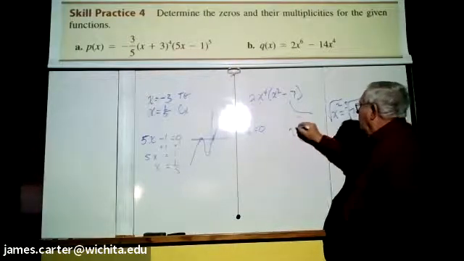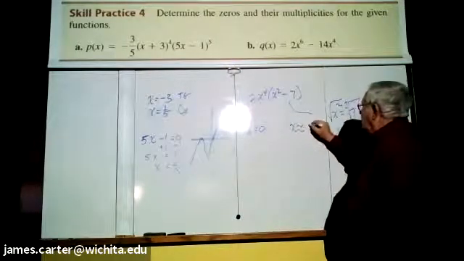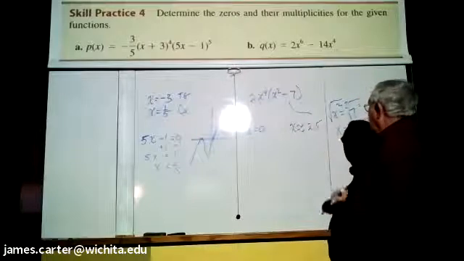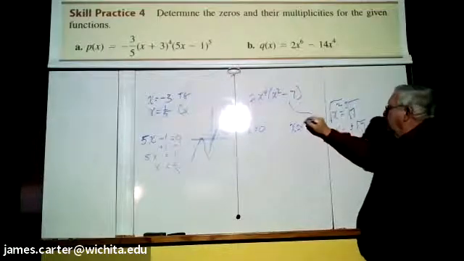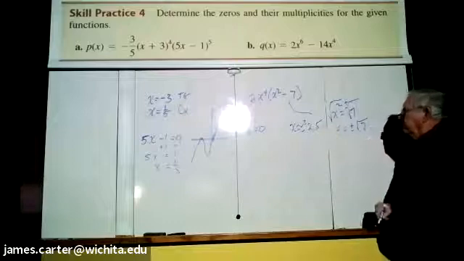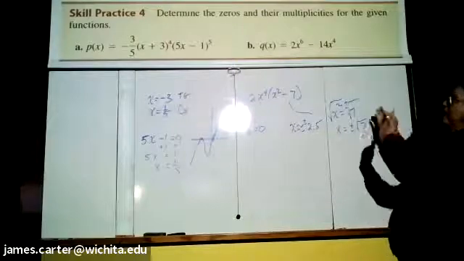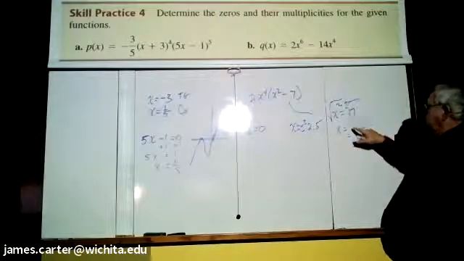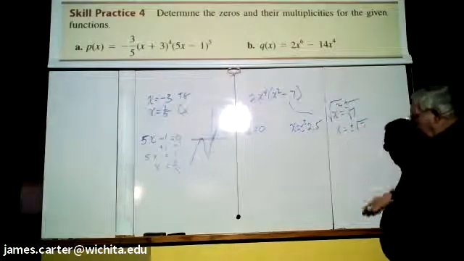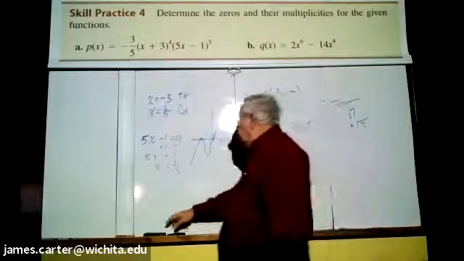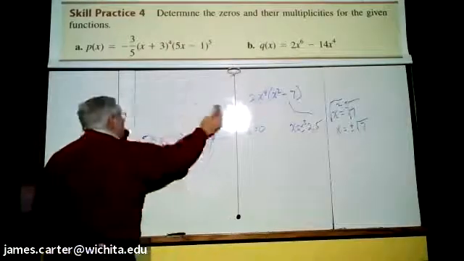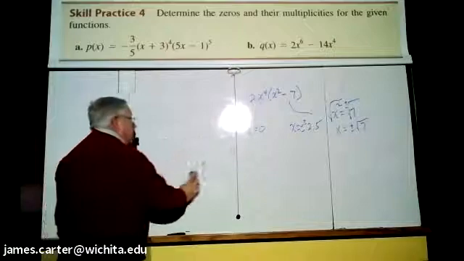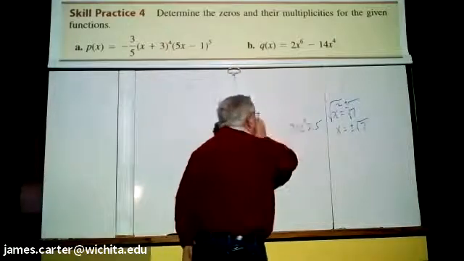Okay, is approximately 2.5. Okay, plus or minus. So that gives us our zeros on that one. For the most part, you can just leave this as plus or minus square root of 7 for your answer, unless you physically have to graph it.